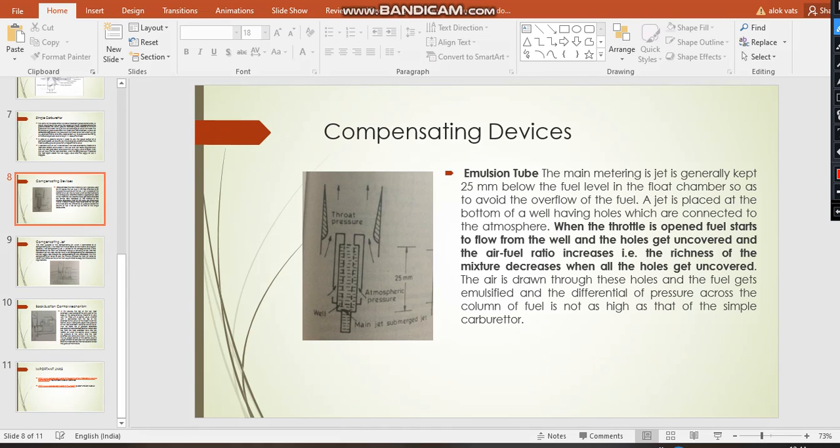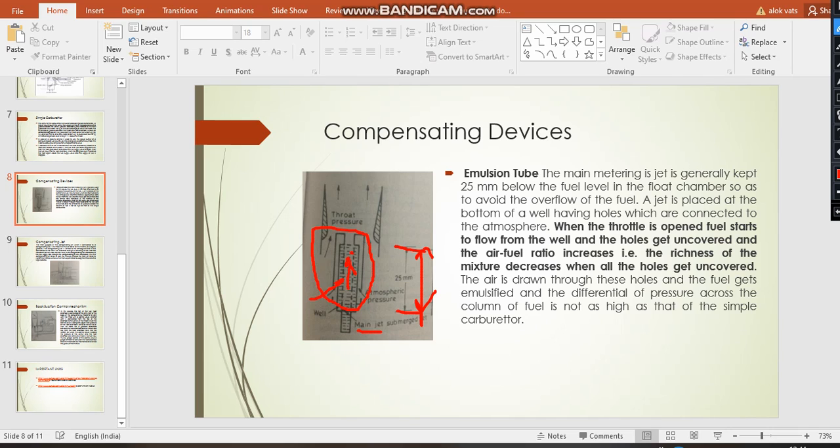So we can see this is the diagram of the emulsion tube, and it generally lies at a distance of 25 mm below the fuel level. This is the main jet, and this is the emulsion tube. So how does this function? This is a well, and this well is filled up with the fuel, and as the supply of air increases, more and more fuel gets evaporated from the well.